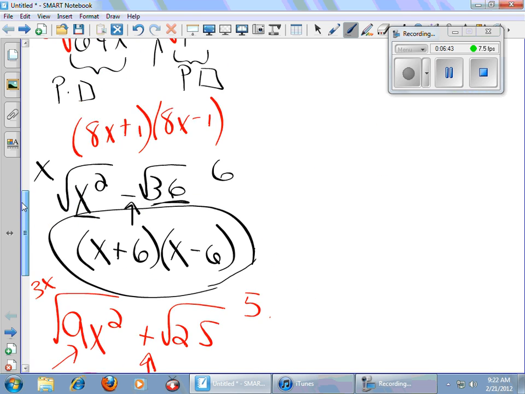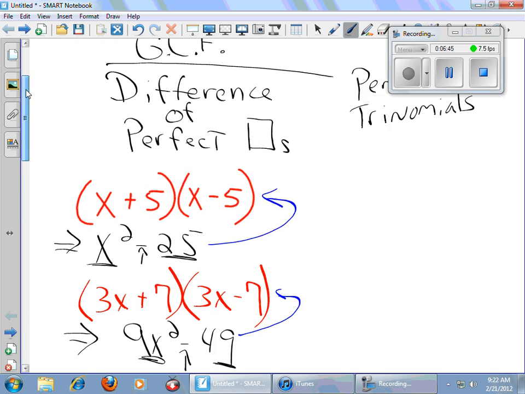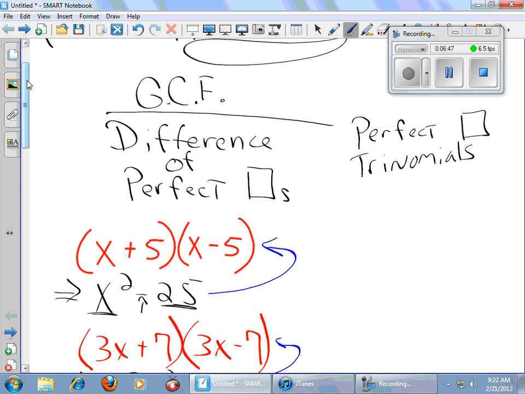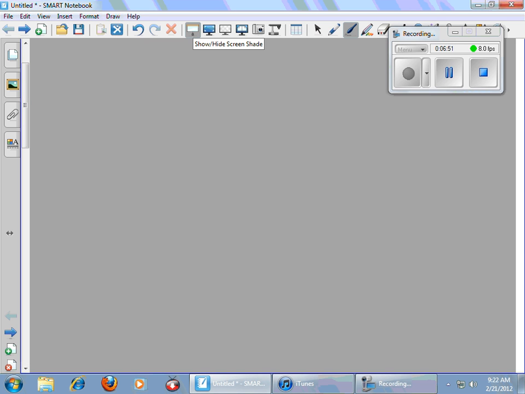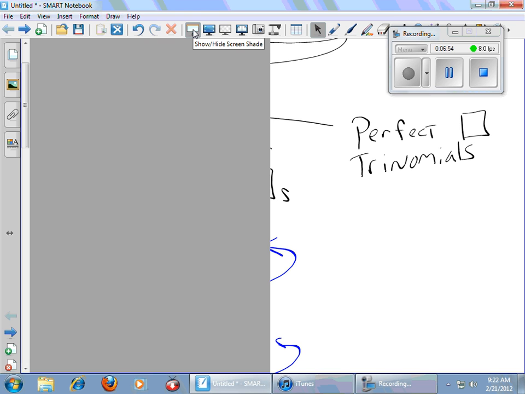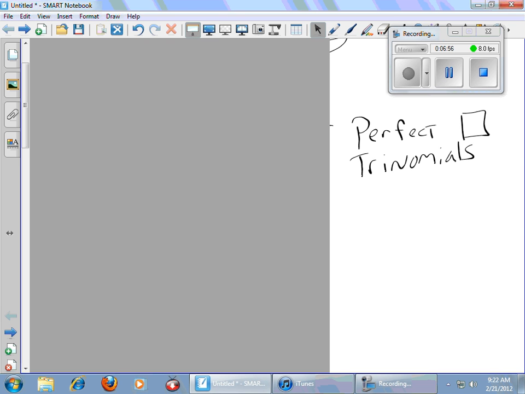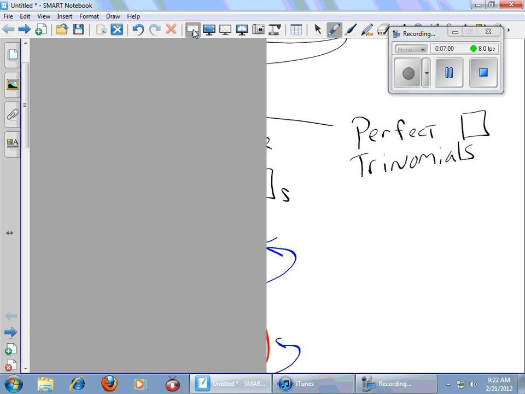All right. Now, let's go up here, and let me see if I can cover up some of this so it's not in our way. There we go. Perfect square trinomials. I'm getting some lag going on here. All right. Perfect square trinomials.